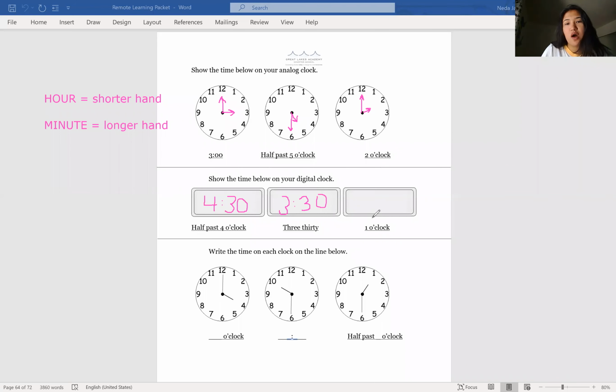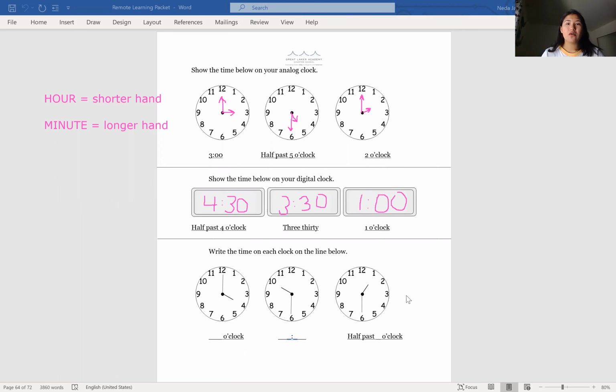And the last one says 1 o'clock. Does that look like 1:00 or 1:30? That's right. It looks like 1:00 for 1 o'clock. Nice. Let's read the last set of directions on this page together. It says, read it with me, write the time on each clock on the line below.